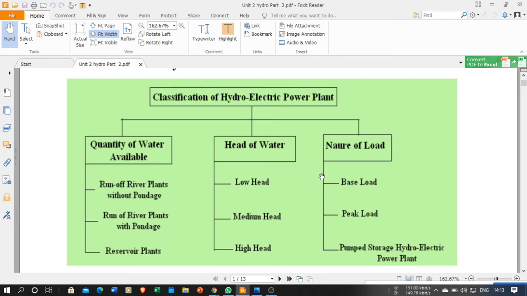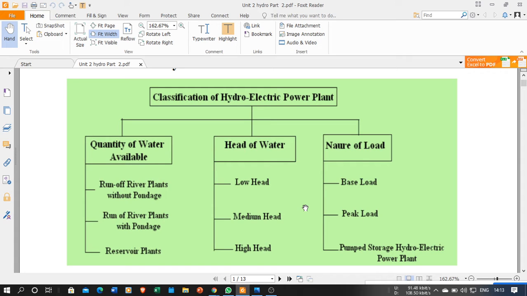Then we classify the plant based on the load on the system: base load plant, peak load plant, and pump storage hydroelectric power plant. Base load plants run continuously 24 by 7, and they are of very large size. Peak load plants run only for a few hours per day, or basically on weekends, so they are not continuously running. If my hydroelectric power plant runs continuously 24 by 7, it is called a base load plant. If it runs only for a few hours per day or per week, it is called a peak load plant.